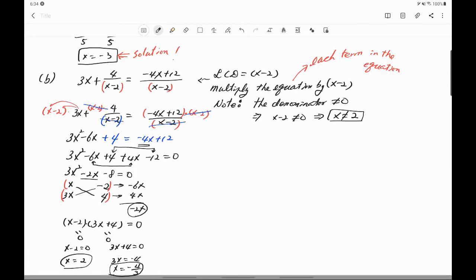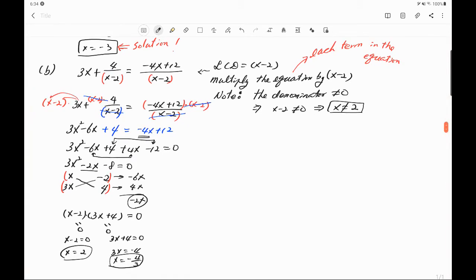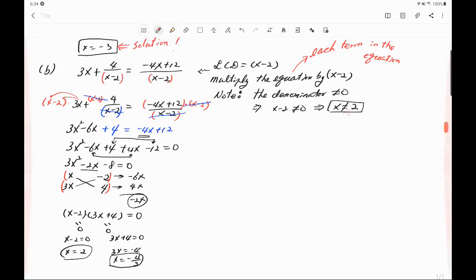So we have two values. And then let's check whether these two values violate the restricted values. As you see, look at this. x cannot be equal to 2, right? So we have a value of x that is 2. So remove this one from the solution. Therefore, the only solution is x = -4/3. So this is the only solution.